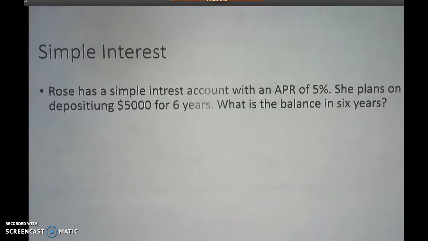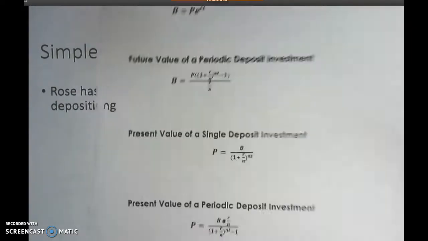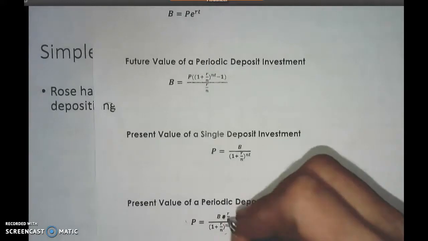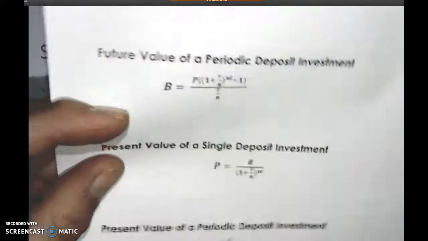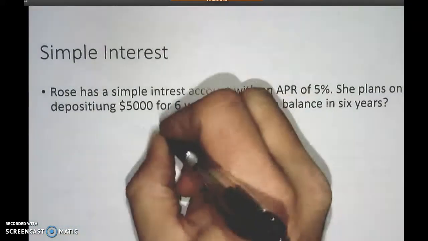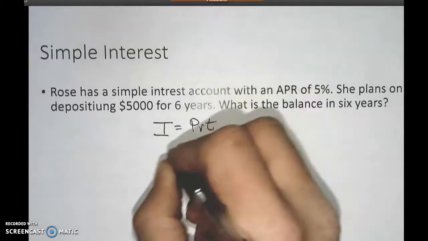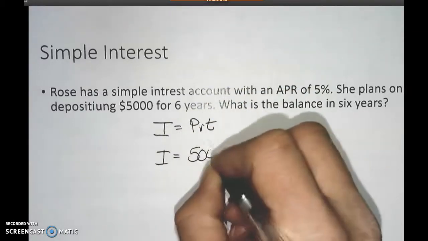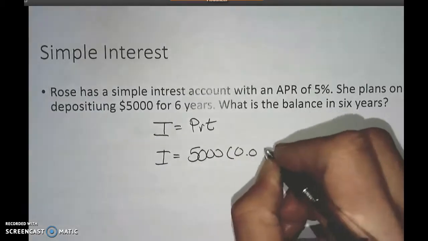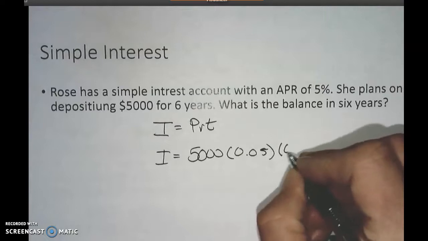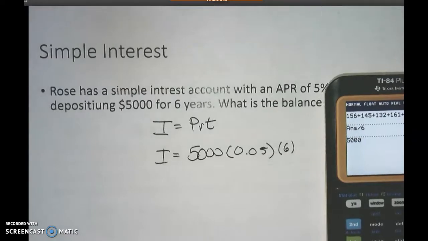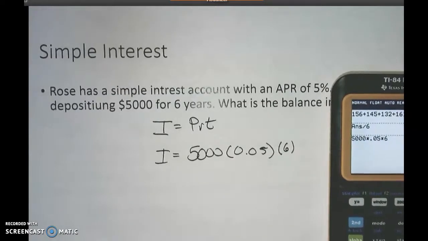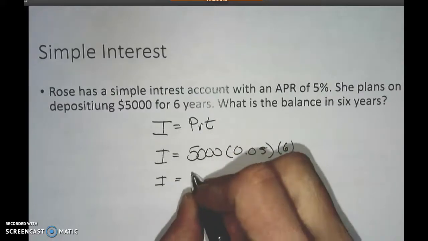This is our next question, which talks about simple interest. I will be attaching the formula sheet. I'm going to get rid of this X, the multiplication sign, and put a dot to recognize that that's multiplication. Your simple interest is I equals PRT. Your principal is 5,000, your rate is 0.05, and this is for 6 years. Remember that T is always in years. So we've got 5,000 times 0.05 times 6, so I is equal to 1,500.